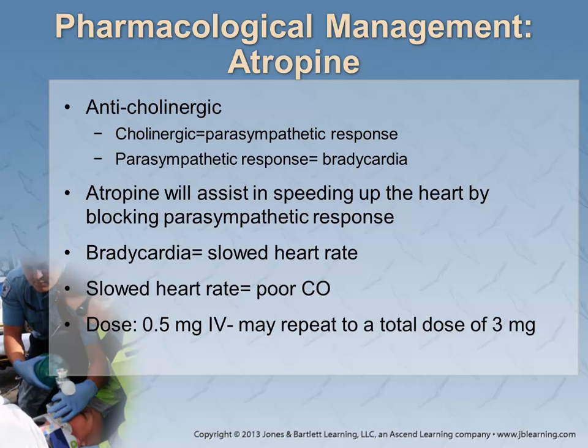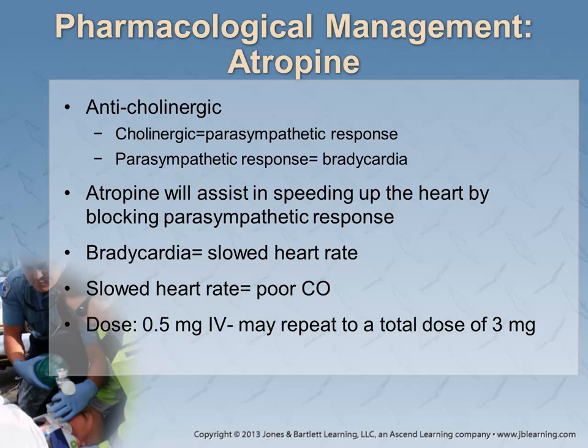So your atropine is an anticholinergic. Cholinergic, what nervous system is that? The parasympathetic, so it acts against the parasympathetic nervous system. Sympathetic speeds everything up, parasympathetic slows it down. You get a parasympathetic response that equals bradycardia. What is the most common parasympathetic response? Vagal. Yeah, vagal response.